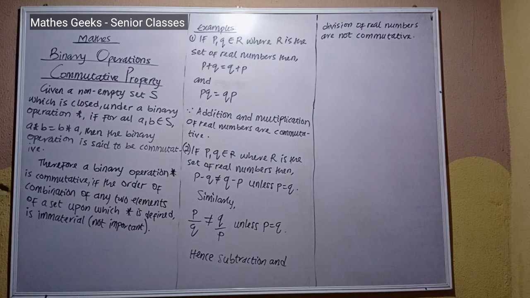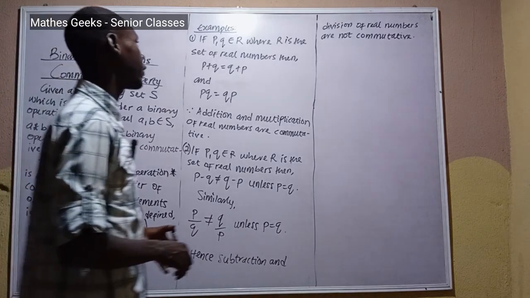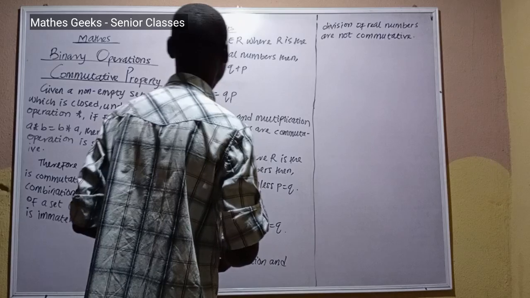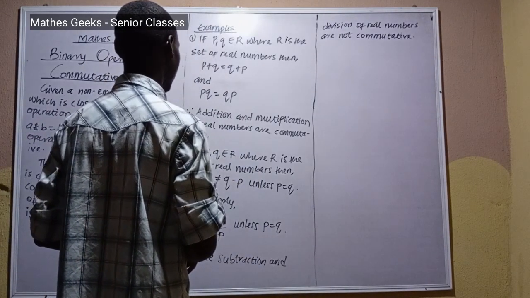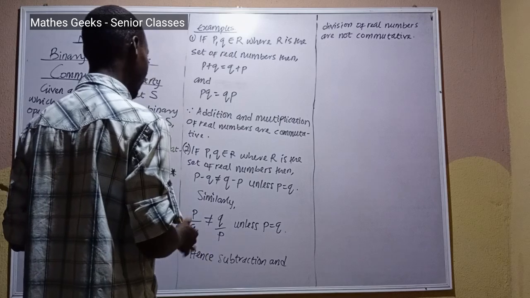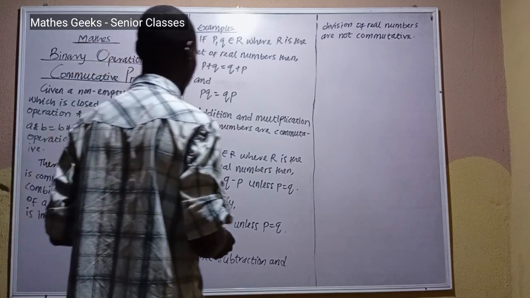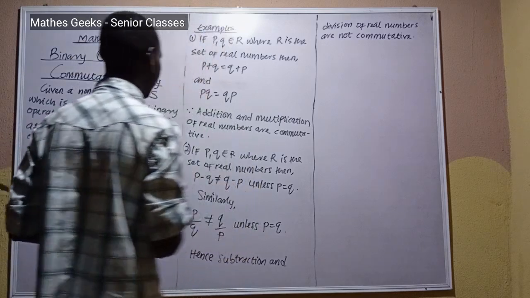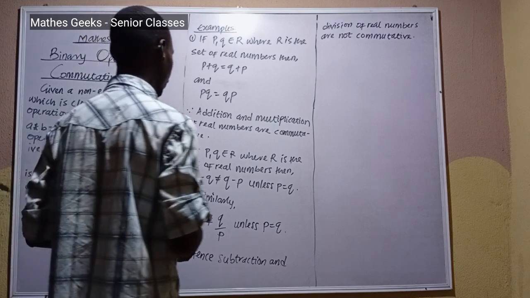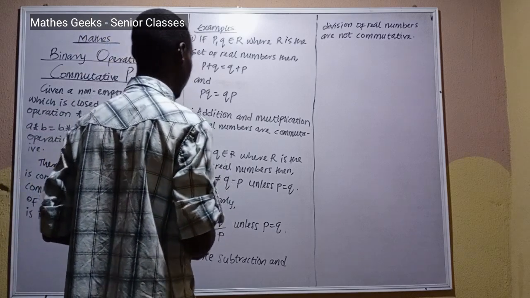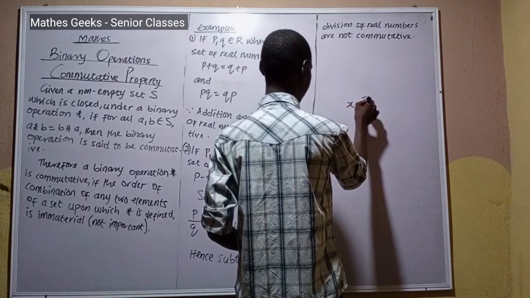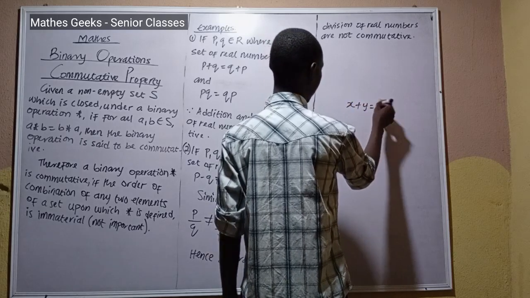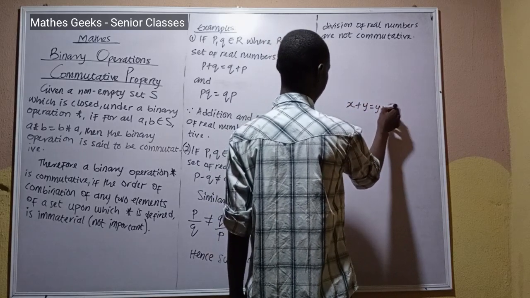Examples: if P and Q are members of the set R, where R is the set of real numbers, then P plus Q is equal to Q plus P. And if P times Q is equal to Q times P, then it means addition and multiplication of real numbers are commutative. So logically, X plus Y definitely gives us Y plus X.